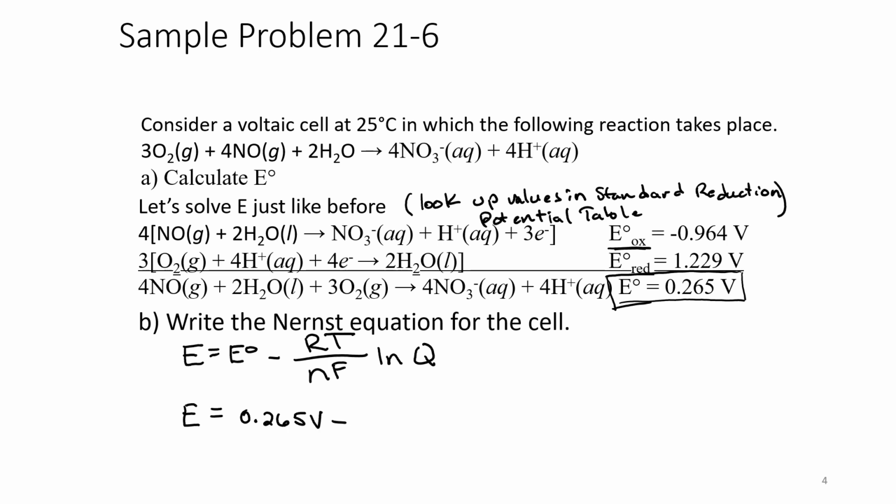Minus RT over F. We happen to be at 25 degrees Celsius, so I'm going to say RT over F is 0.0257 volts. We're at 25, so I can use that. Divided by n. Now we finally have to calculate that n. n is the number of moles of electrons transferred. That is the number of moles of electrons in one of our half equations.